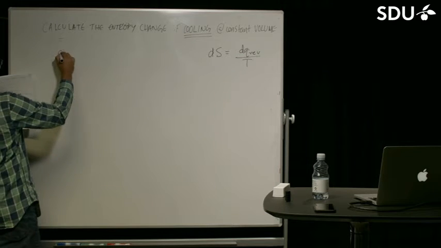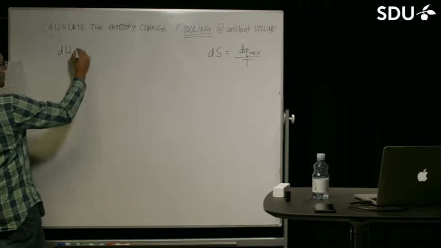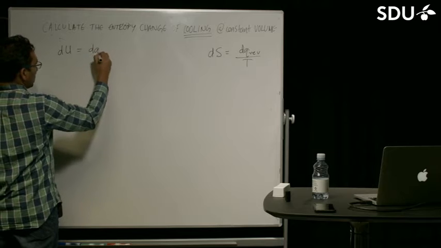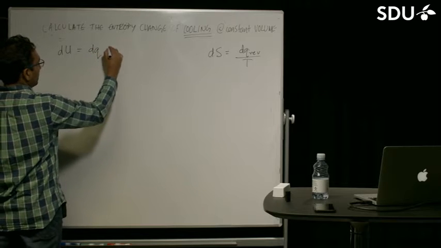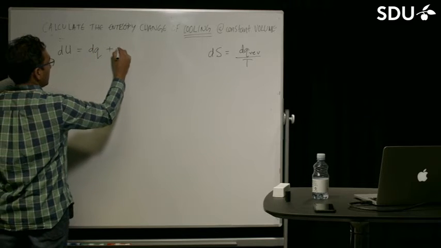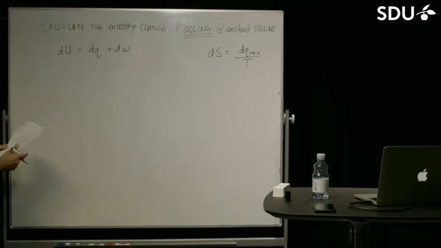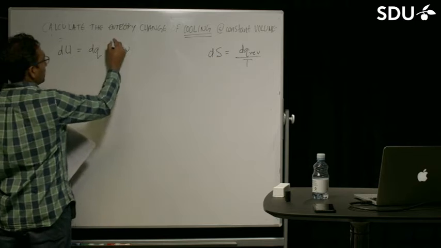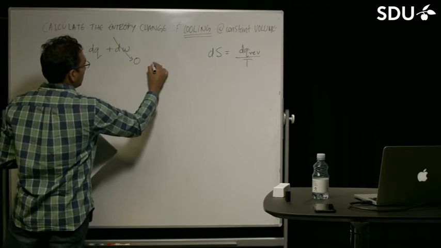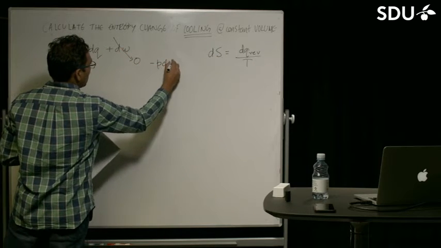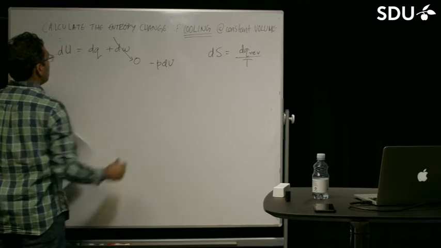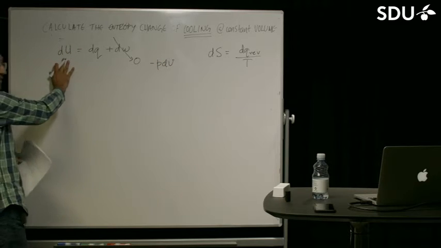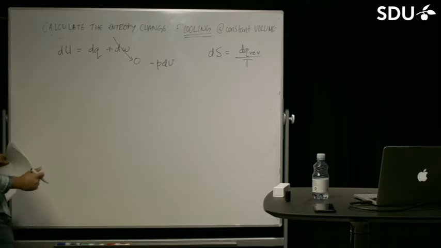Let's start with the first law. We know that the change in internal energy is equal to the amount of heat that comes into the system plus the amount of work that is done on the system. If the change is occurring at constant volume, then the amount of expansion work done is 0, because the expansion work, you might remember, is PdV, and if the volume is constant, this term is 0, which means that the change in internal energy is equal to the heat transferred.